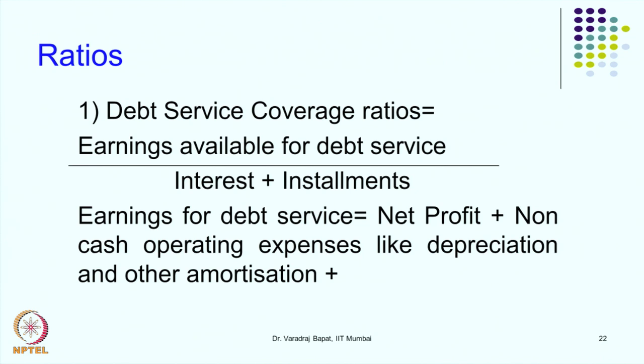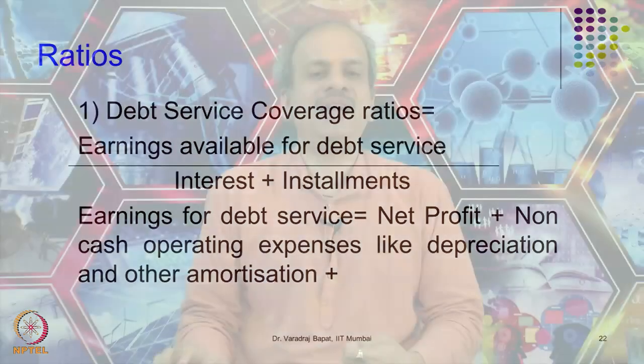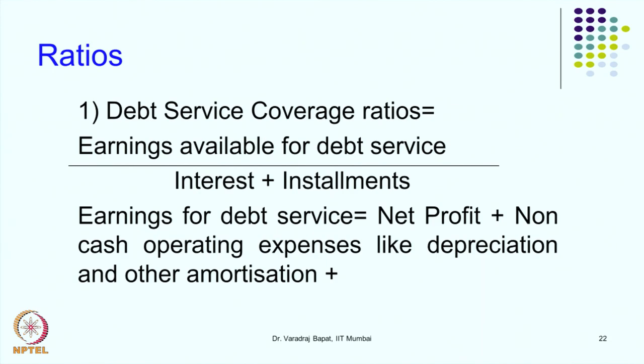So an important ratio which is mainly considered by bankers is the debt service coverage ratio. The numerator is earnings available for debt service, upon interest plus installment. Normally net profit is available, plus some non-cash operating expenses like depreciation are added, and some adjustments may be made for loss on sale of assets and interest on debts. So this much money available is kept as the numerator, and the installment to be paid, including the interest, is kept as the denominator. So bankers know how many times the earning is available for repaying their installment, whether the company has the capacity to make the repayment on time. Okay, so that is the debt service coverage ratio.